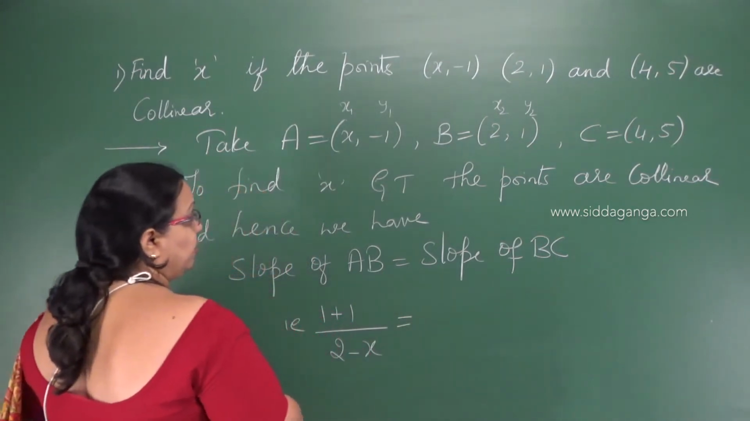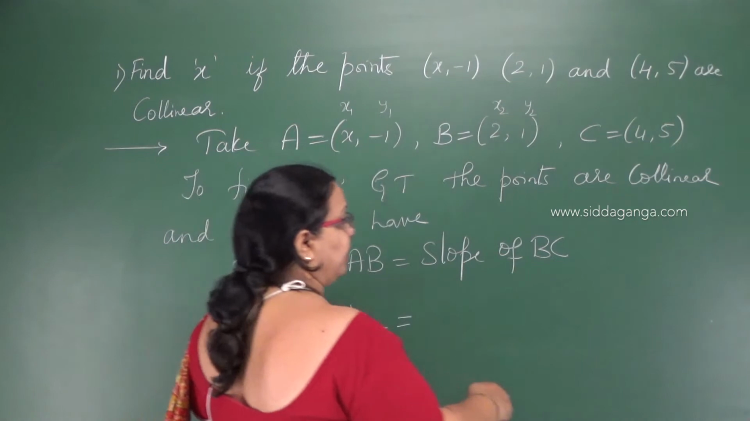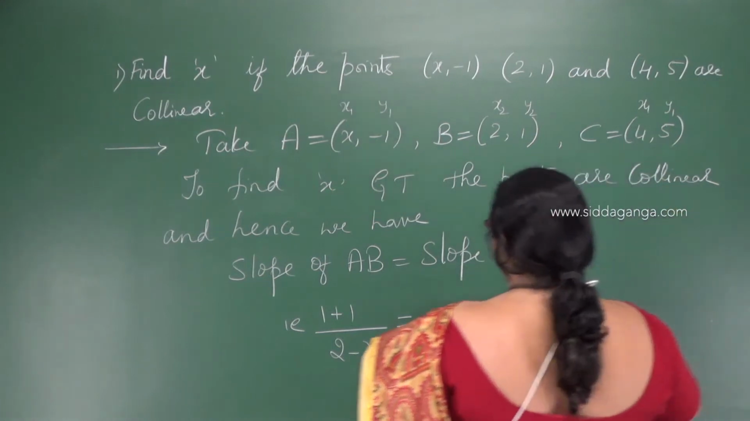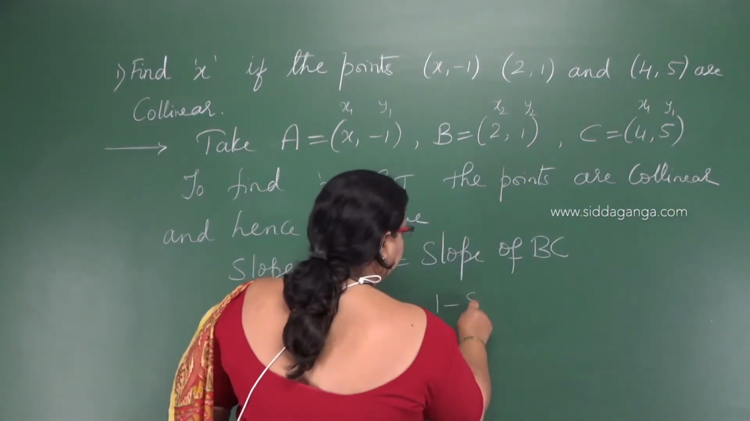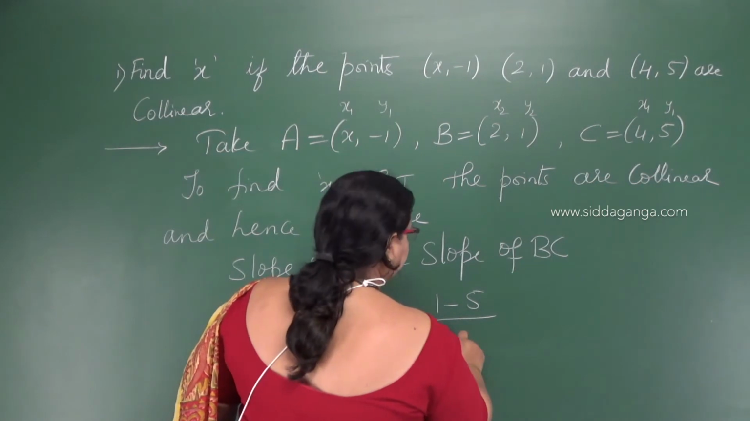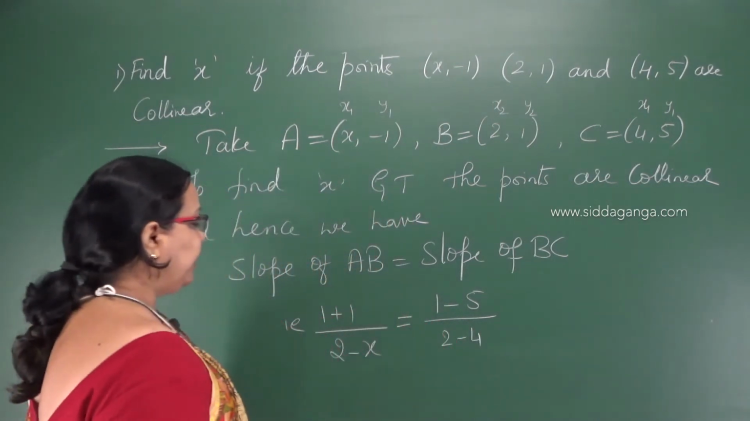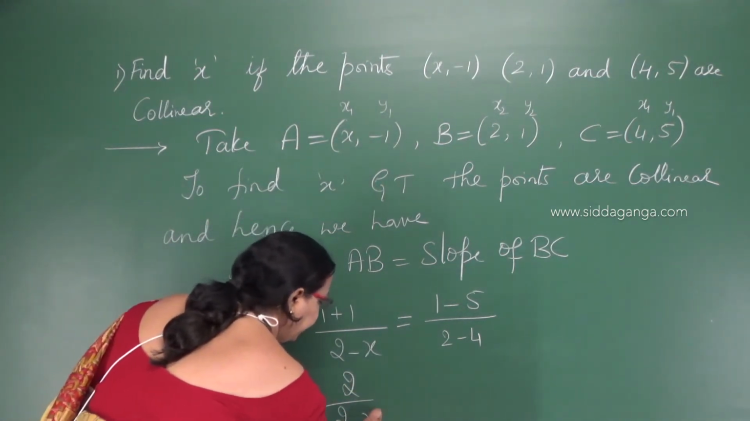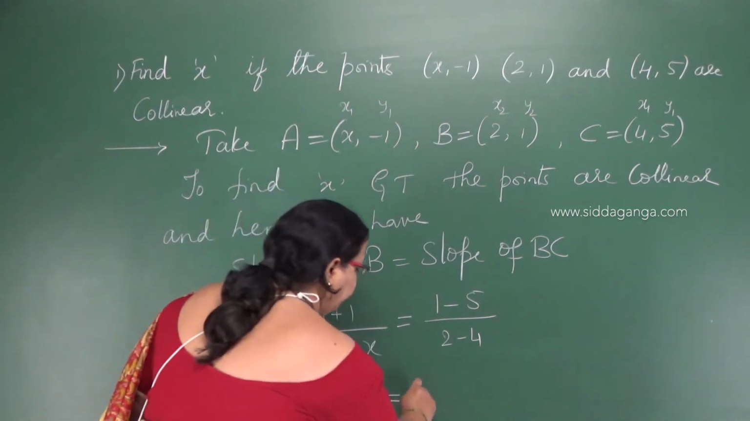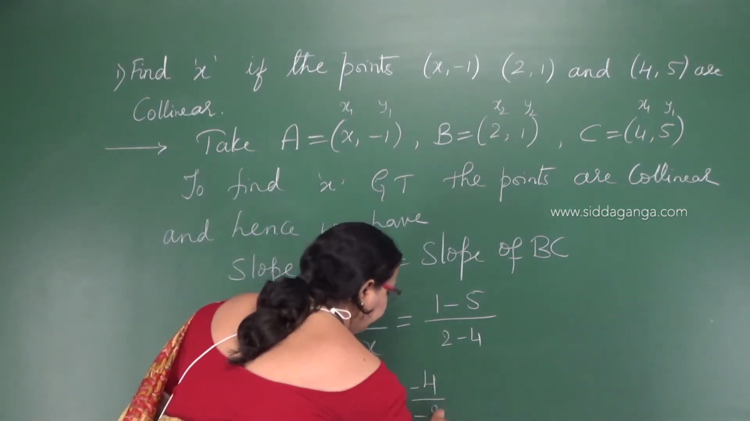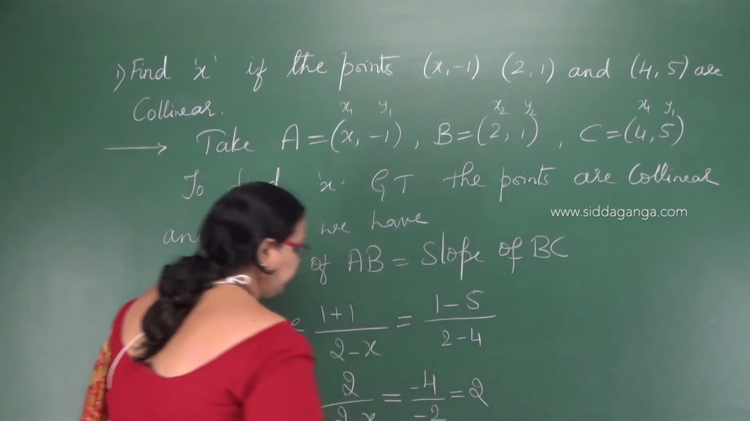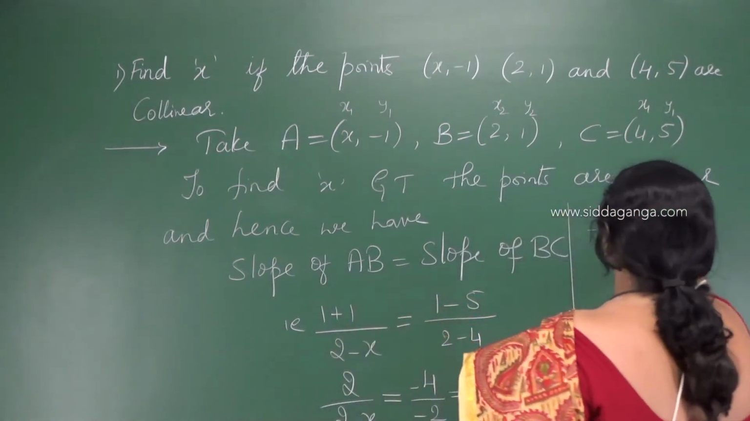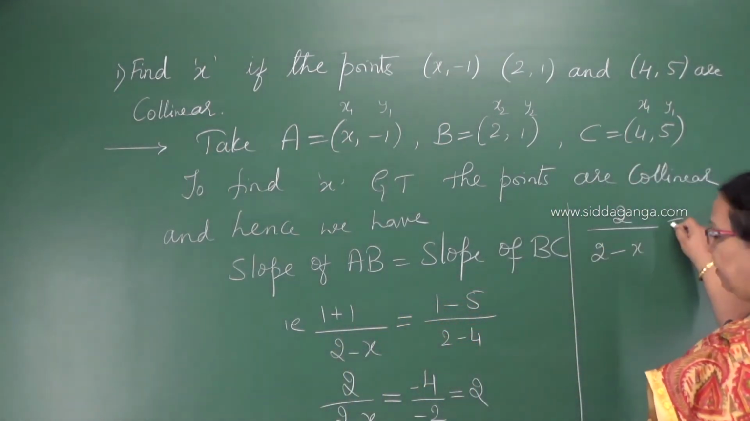This is equal to, now you apply the formula between B and C. Already I have taken this as x2, y2, so take this as x1, y1. Again y2 minus y1 divided by x2 minus x1. Now we have 2 divided by 2 minus x, equal to minus 4 divided by minus 2. This is equal to plus 2. That is, 2 divided by 2 minus x equal to 2.